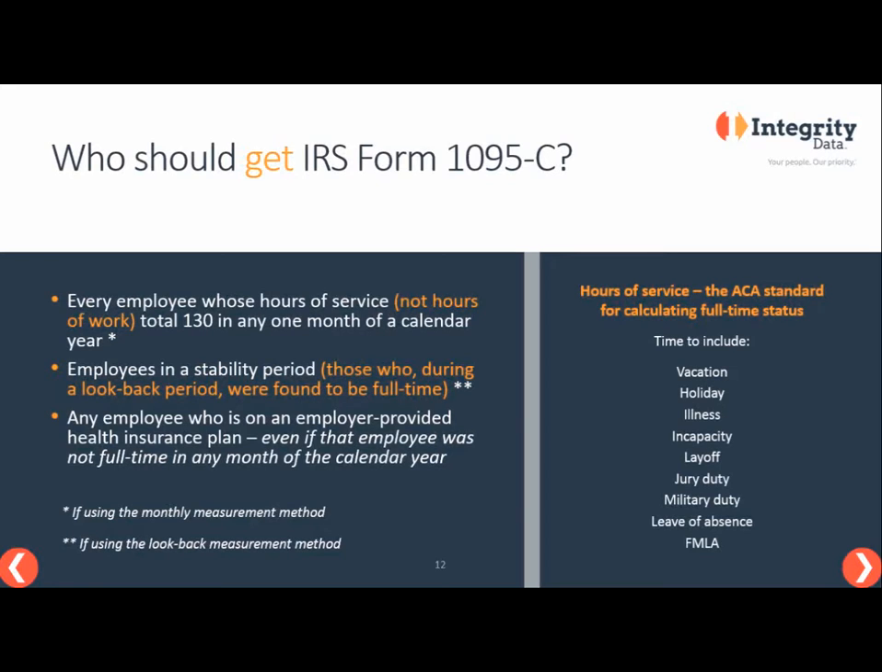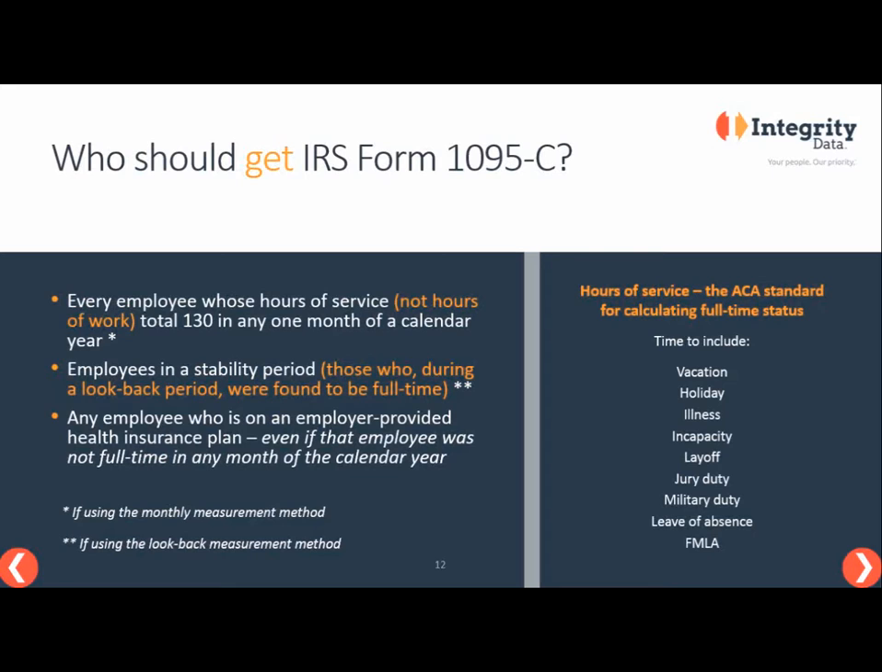The look-back measurement method is the one that most use, especially if you've got hourly employees. And what that says is that over a period of time, does an employee average 30 hours a week? And if they do, they're eligible and they're put into a stability period.